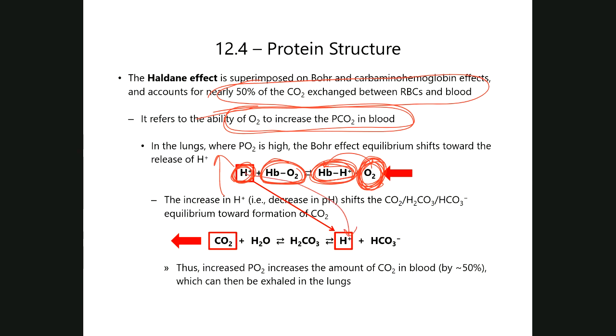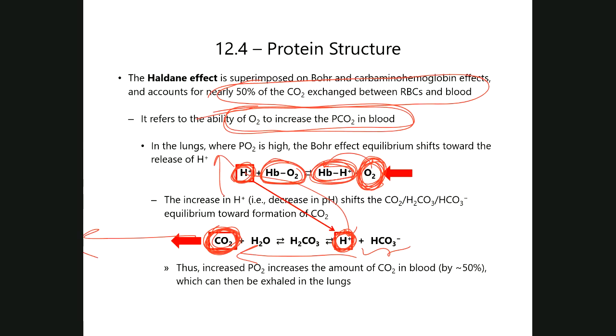The increase in these protons, through combination with bicarbonate, shifts the CO2 plus water forming bicarbonate equilibrium, the one that ultimately forms protons and bicarbonate, to the left. Well, if it goes to the left, CO2 is ultimately formed. And this can be exhaled by the lungs, okay?